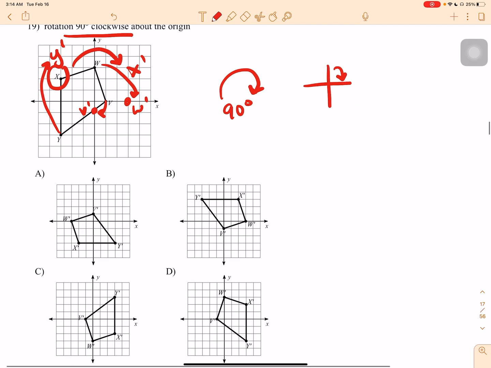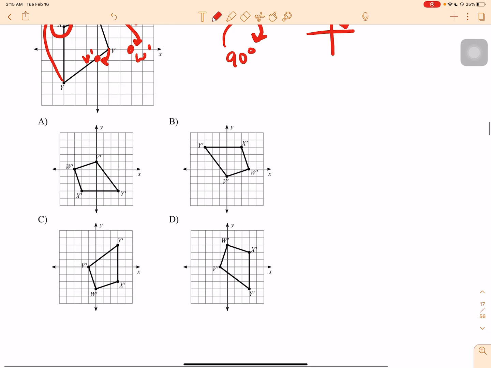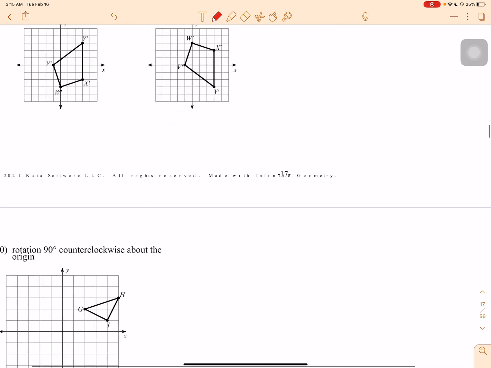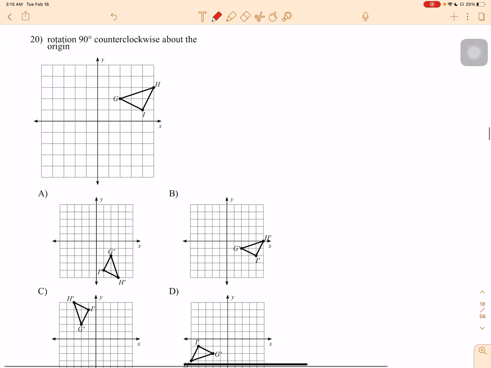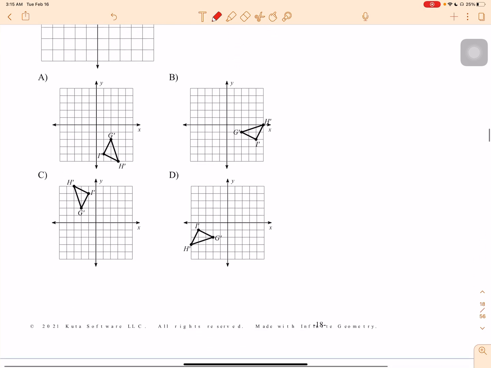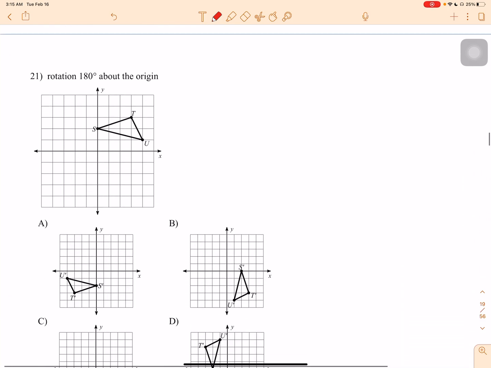Okay? So with rotations, you could imagine it's way easier with tracing paper. I totally understand that. All right, so I want you guys to go ahead and look there and see if you can figure out which one of these the answer is. There's another rotation, except this time it is counterclockwise, 90 degrees. Make sure that you are using Khan Academy videos, YouTube videos to help you out with rotations. Another one.